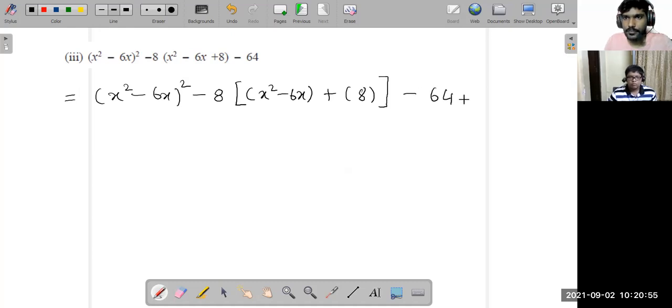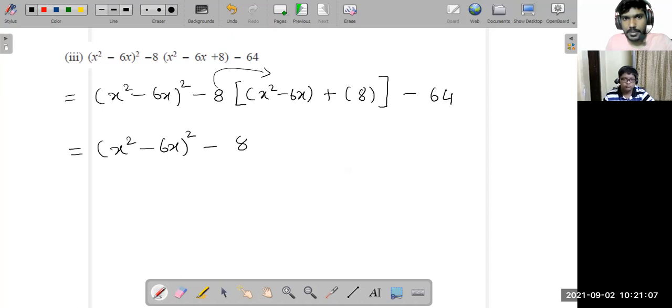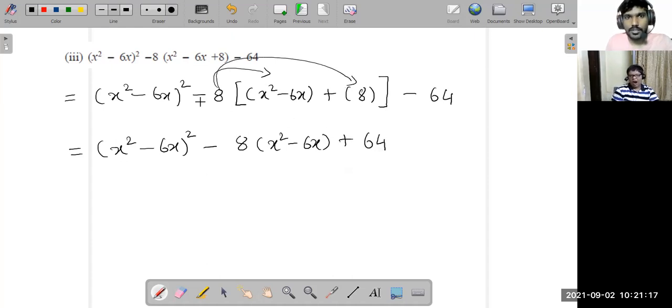Minus 64. Got it? Now you multiply this 8 inside the square bracket. So here you will have x squared minus 6x whole bracket square, minus 8 into this bracket, which will become 8 times x squared minus 6x, plus 8 into 8, 64. Now this is minus and plus, so minus and plus will become minus. So minus 64. And this last minus 64 as it is. Got it?